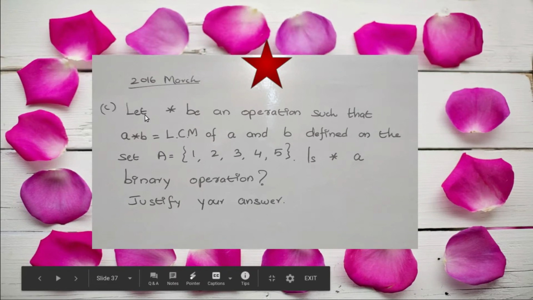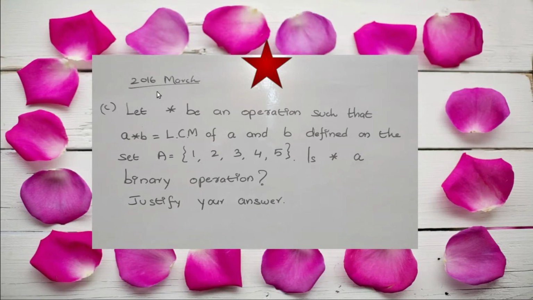Now C. 2016 March C. Let star be an operation such that a star b equal to LCM of a and b, defined on the set A equal to set 1, 2, 3, 4, 5. Is star a binary operation? Justify your answer. Here star is LCM of a and b and the set is {1, 2, 3, 4, 5}.